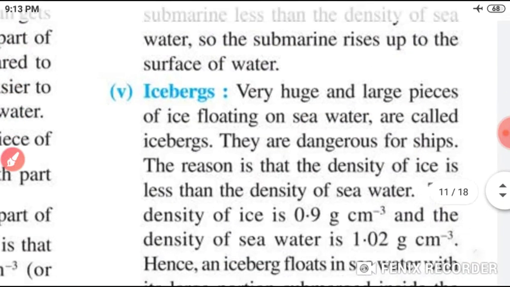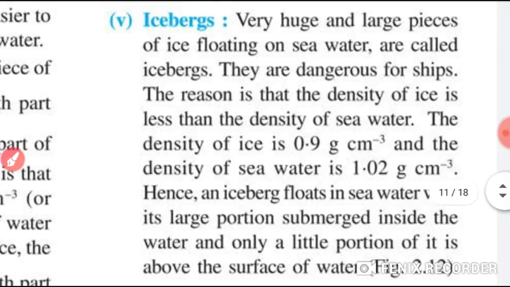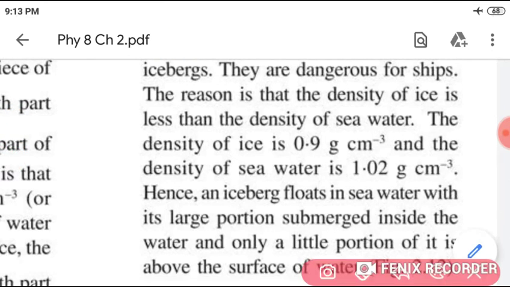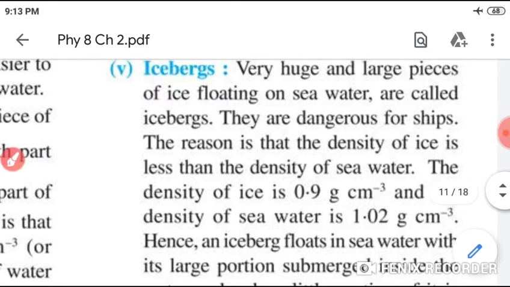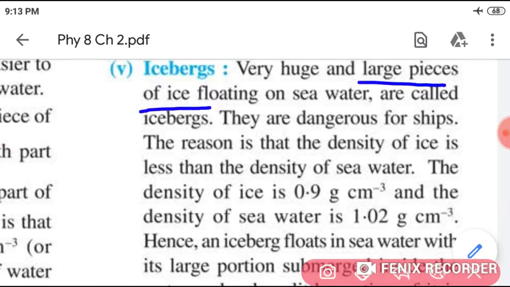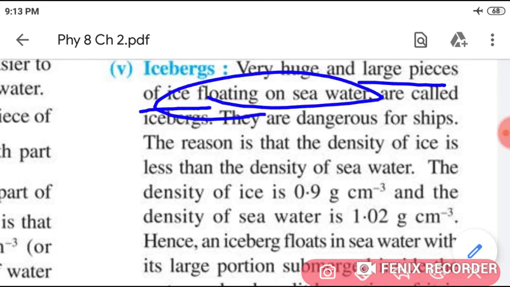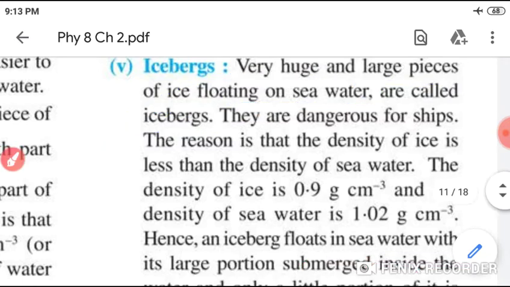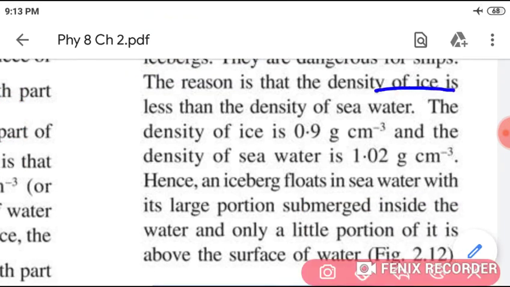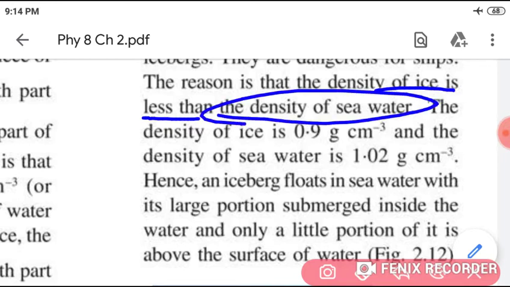Now, students, we will study something about icebergs. What are icebergs? You see very huge and large pieces of ice floating on seawater; those are called icebergs, and they are very dangerous for ships. Why? Because the density of ice is less than the density of seawater. The density of ice is 0.9 gram per cubic centimeter, and the density of seawater is 1.02 gram per cubic centimeter.